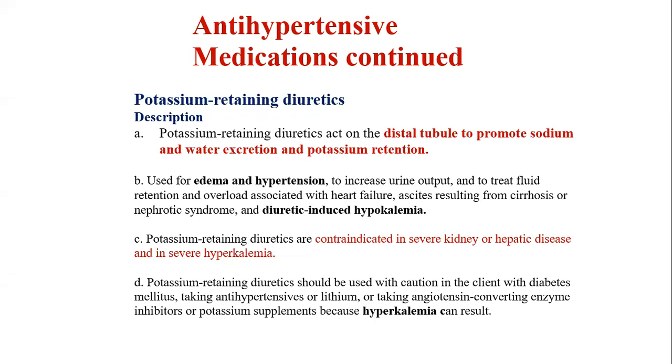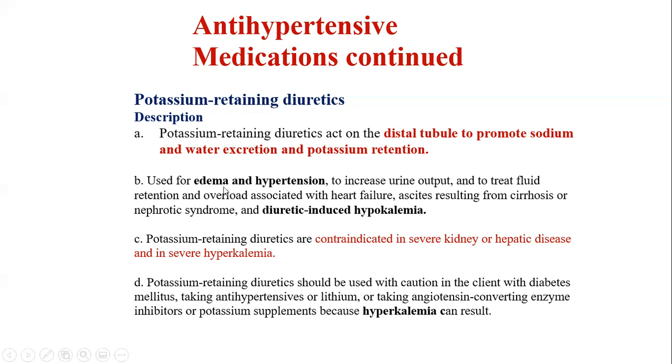Now, potassium-sparing diuretics. The most common is spironolactone. Potassium-sparing diuretics act on the distal tubules to promote sodium and water excretion and potassium retention. Loop diuretics and thiazide diuretics are potassium depleting, but spironolactone is potassium sparing, so it increases the potassium level.